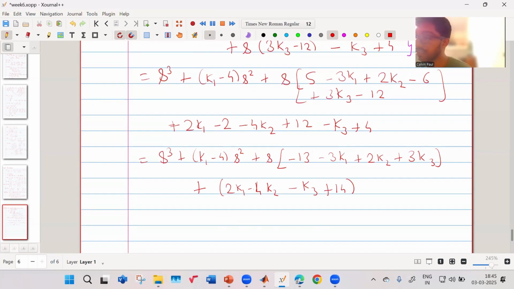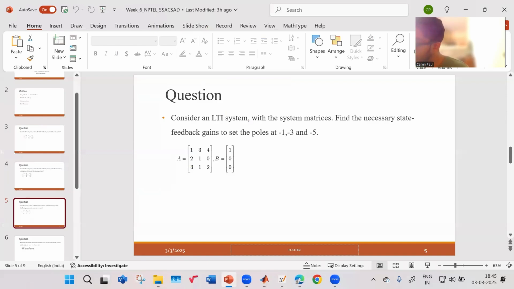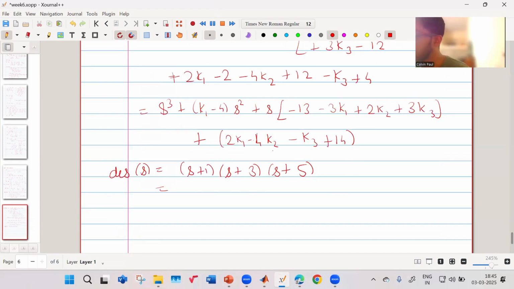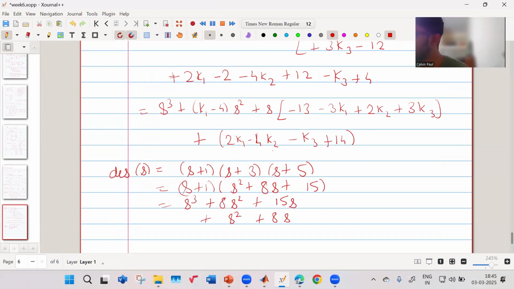But what is our desired characteristic equation? We want the poles to be at −1, −3, −5. So there is (s + 1)(s + 3)(s + 5). Let us substitute it: (s + 1)(s² + 8s + 15), so this is s³ + 8s² + 15s + s² + 8s + 15.